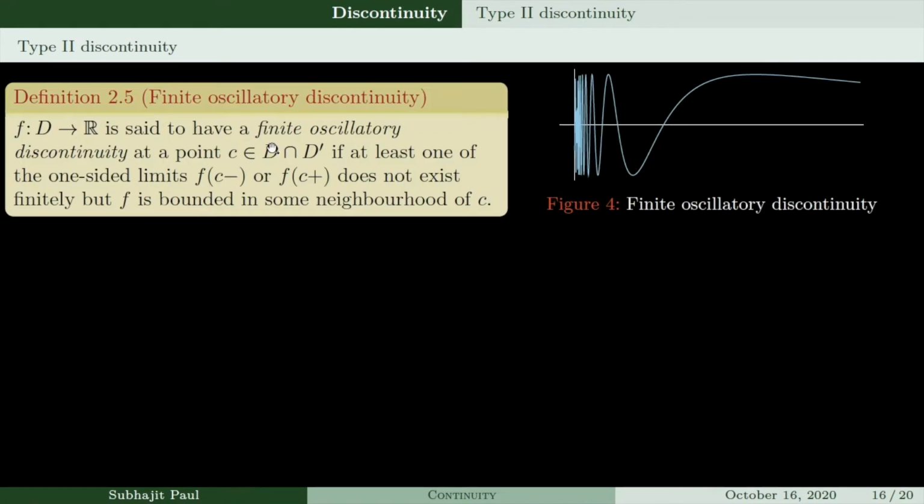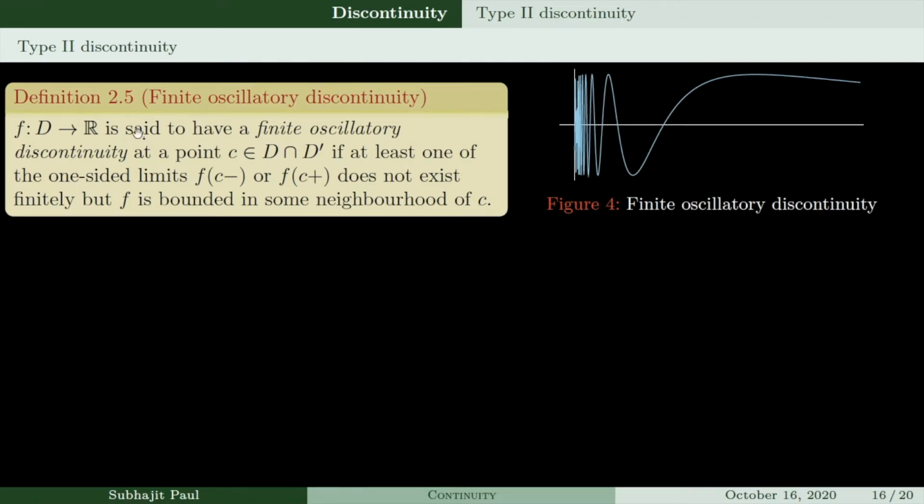Next, we have type 2 discontinuity. The first category of type 2 discontinuity is finite oscillatory discontinuity. This is finite oscillation. So this is the graph of sine of 1 upon x. So around 0, it oscillates very rapidly, but the oscillation is finite. So it's from here till here. This is the entire oscillation. It doesn't go outside of it. So this is finite oscillation. It cannot reach a certain height. At around this point, it will oscillate vigorously, but the oscillation is finite.